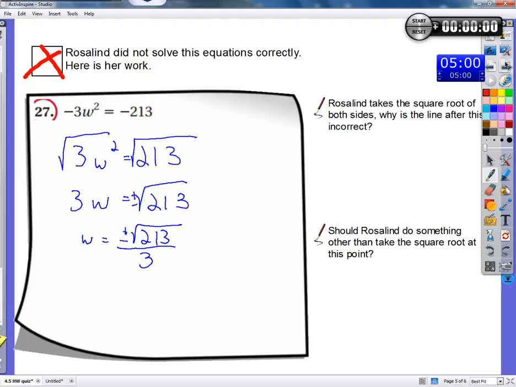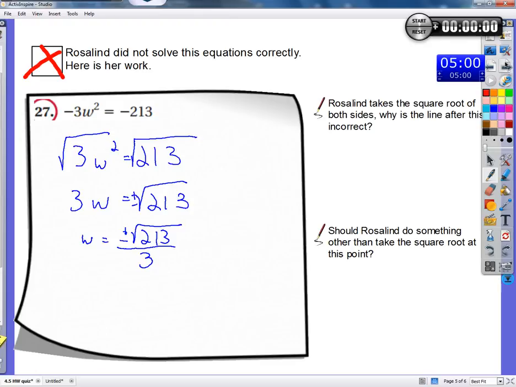What do you say? Why would that be incorrect? Now besides Gordon or Chloe, someone else, give us something. Square root of 3. Simple as that. They did square root the 213. They did square root the w squared. But they're not showing what the square root of 3 is. They just said 3. It's kind of the same problem with square root of 5 and 5.